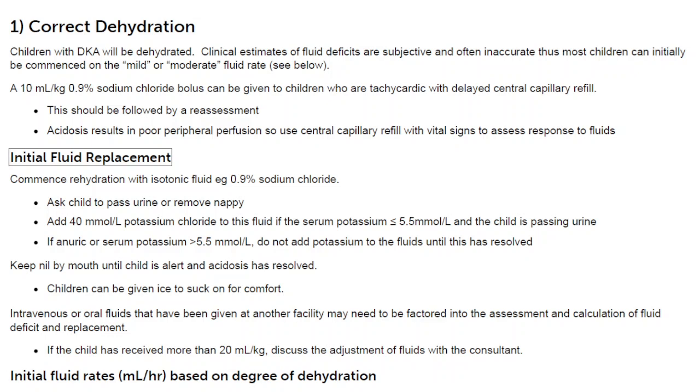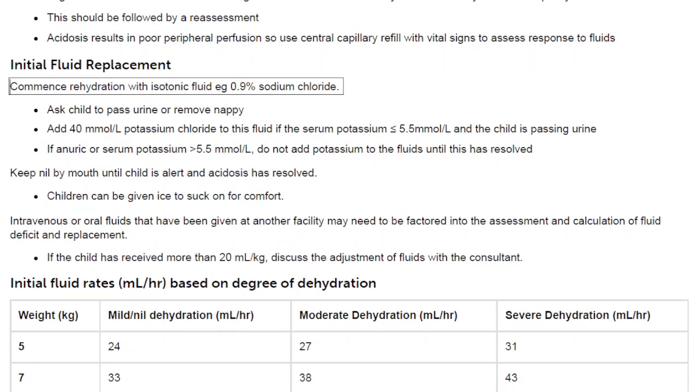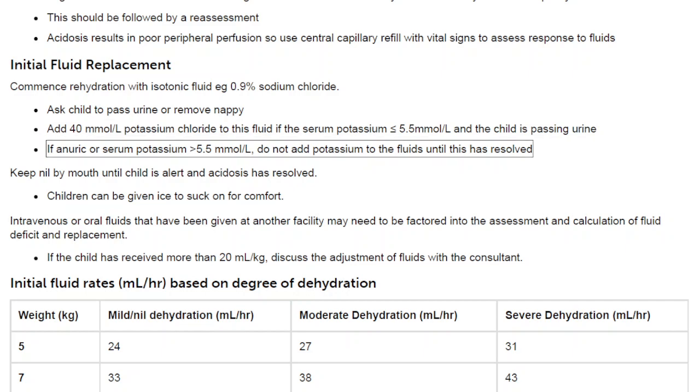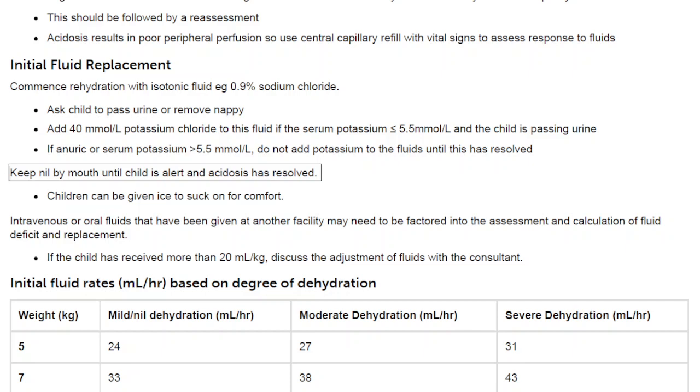Initial fluid replacement. Commence rehydration with isotonic fluid, e.g. 0.9% sodium chloride. Ask child to pass urine or remove nappy. Add 40 mmol/L potassium chloride to this fluid if the serum potassium is less than or equal to 5.5 mmol/L and the child is passing urine. If anuric or serum potassium is greater than 5.5 mmol/L, do not add potassium to the fluids until this has resolved. Keep nil by mouth until child is alert and acidosis has resolved. Children can be given ice to suck on for comfort.